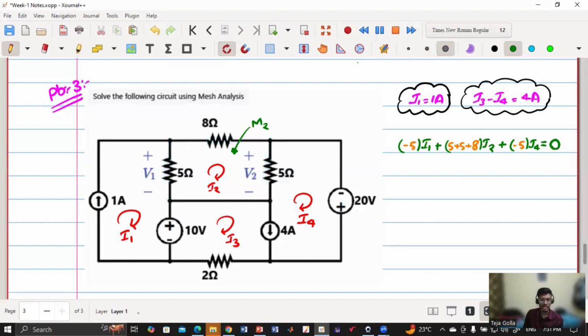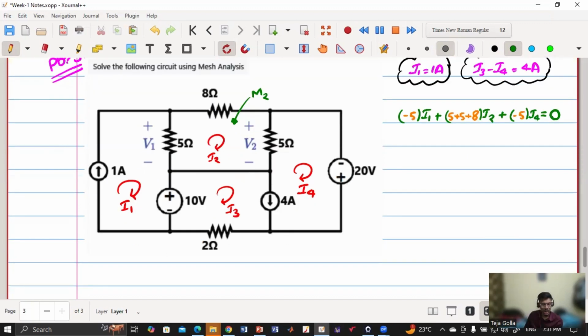So now I got 3 equations and 4 unknowns. So now I have to get the other equation. One way is, as I have said, super mesh, combining those two meshes and then calculating. Or you can take any other mesh also. It is up to us. There is no harm in considering any different mesh. So let us see. Because I3 and I4 are sharing this common current source, what I can do is consider this super mesh.